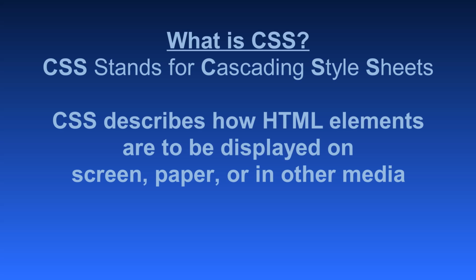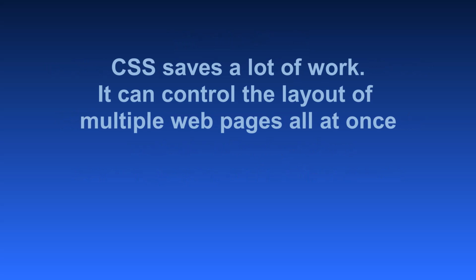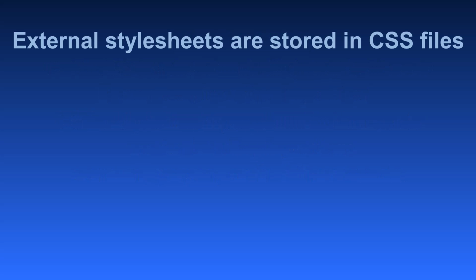So basically, it's the visual styling such as color and font and other things like background color, etc. CSS saves a lot of work to control the layout of multiple web pages all at once. External style sheets are stored in CSS files also.